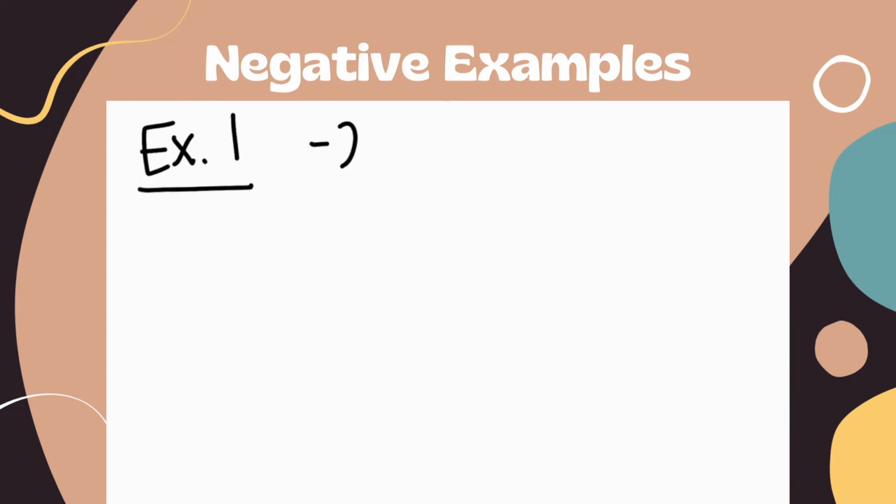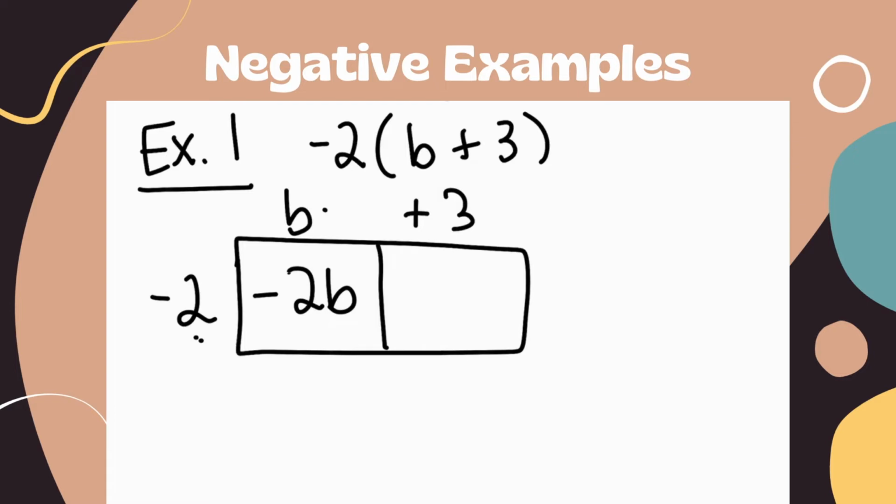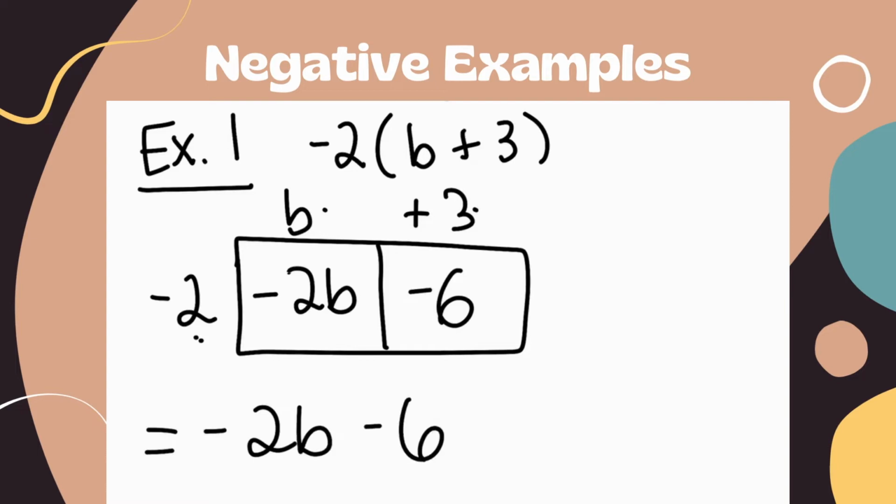So in this first example, we have negative 2 times the quantity of b plus 3. So we're going to put negative 2 on one side of our box and b plus 3 on the other side. I just always like to make the smaller one on the left-hand side. That's a personal preference. Then we separate our terms where the plus or minus sign is. We have negative 2 times b, which is negative 2b. Negative 2 times 3 is negative 6. So our final answer is negative 2b minus 6.